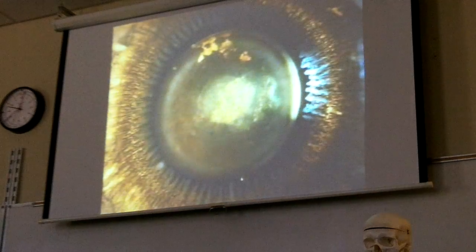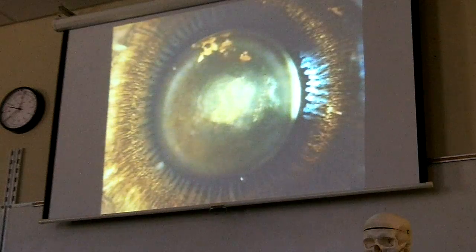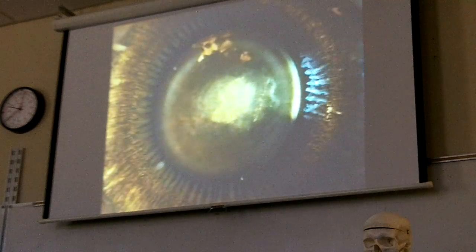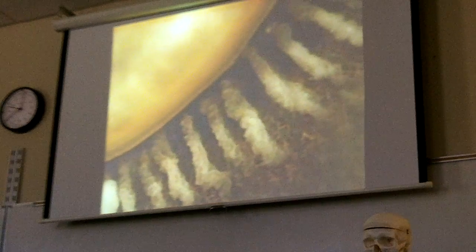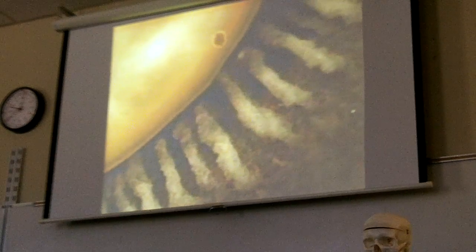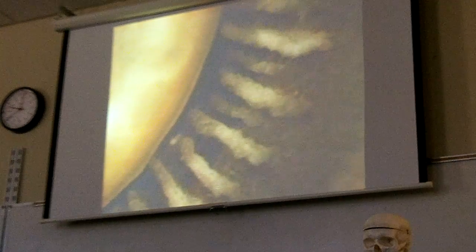These rapid variations in size are due to the action of two sets of tiny muscles. Here we're looking at them from inside the eye. One set of muscles radiates outwards from the center. When they contract, they make the pupil bigger. This happens in dim light.